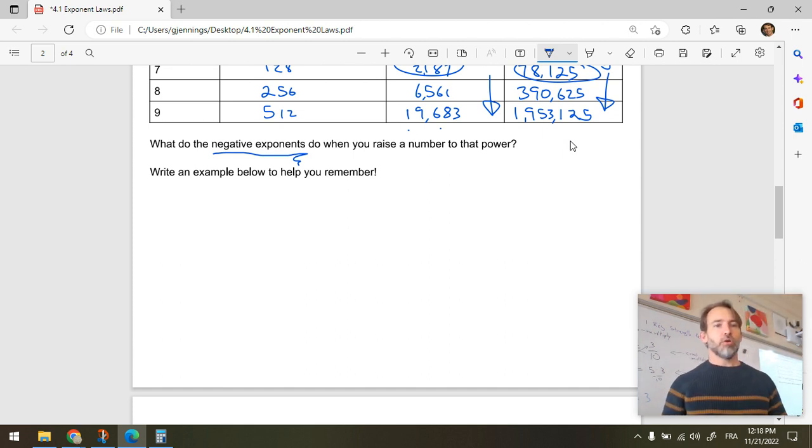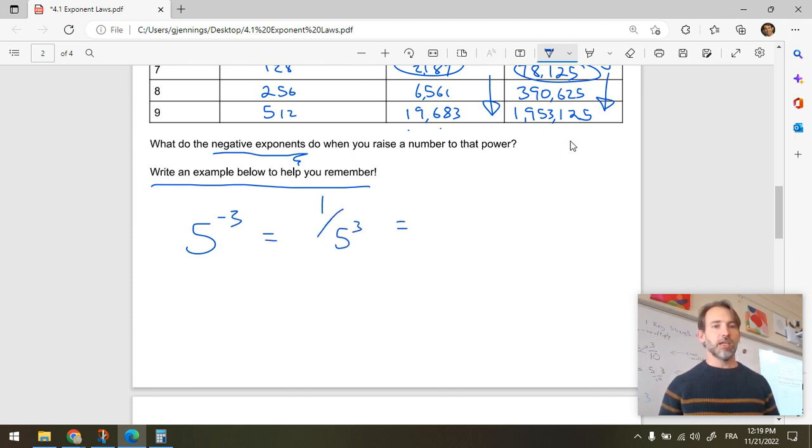How are you going to write an example to help you remember here? It might look something like this. 5 to the negative 3 equals 1 over 5 to the 3 equals 1 over 125.